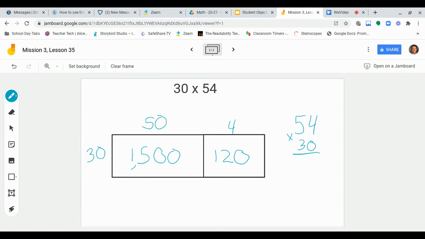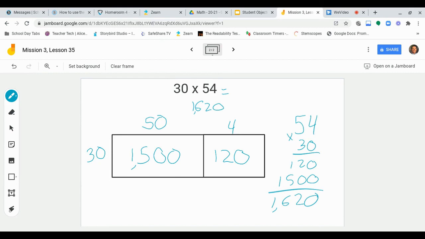There. And now what do I need to do to solve this? I need to add them together. So 0 plus 0, 2 plus 0 is 2, 1 plus 5 is 6, and 1 plus nothing is 1. So the product of 30 times 54 is 1,620. So we've moved on to 2 by 2 digit multiplication.